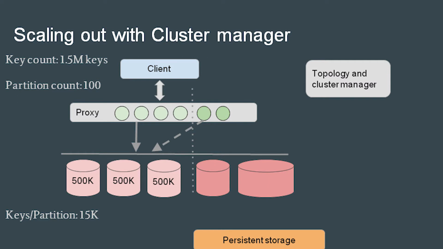Now let's look at what scaling out looks like with Nighthawk and Cluster Manager. Here we have a Nighthawk cluster with a proxy layer. Then there are 3 Redis nodes in the backend. We have the topology and the cluster manager on the side.